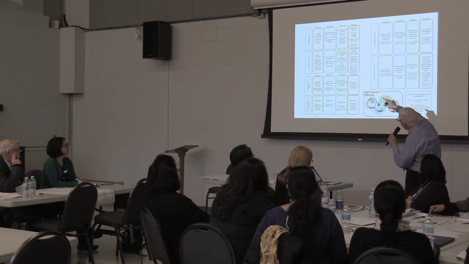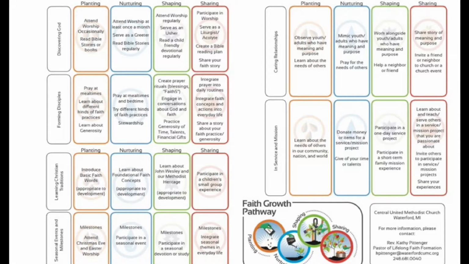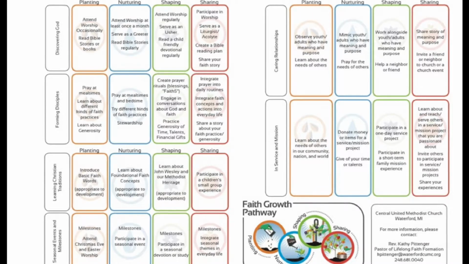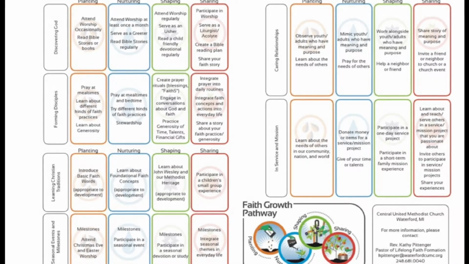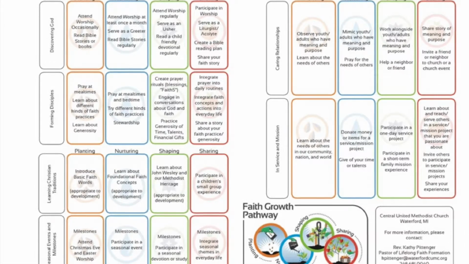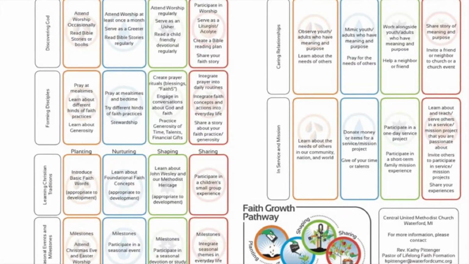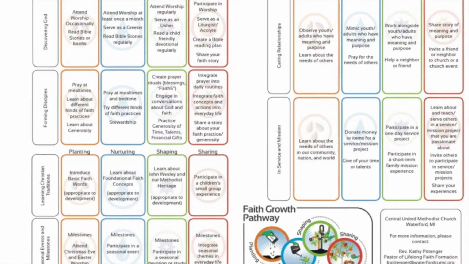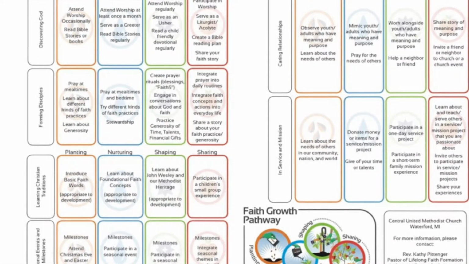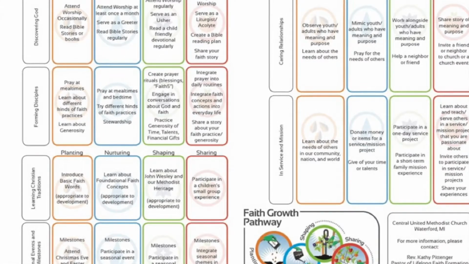So it's discovering God, forming disciples, learning traditions, seasonal events, caring relationships, in service and ministry. And the 4 boxes, planting, nurturing, shaping, and sharing, are my same 1 to 4 kind of thing, 1 to 5, right? So like under, let's just pick learning Christian traditions. Planting, introduce basic faith words. All the way through to nurturing, learning foundational faith concepts, etc. So it goes deeper. So what's your next step? What do you need? Okay, so I use the numbers because I'm really a little bit lazier. She did more work.